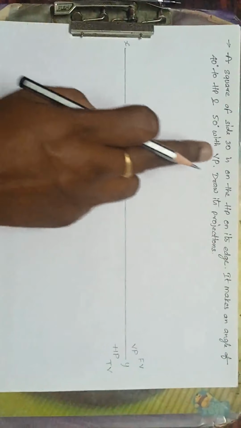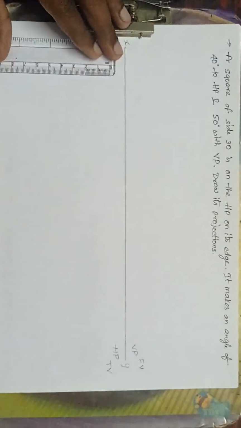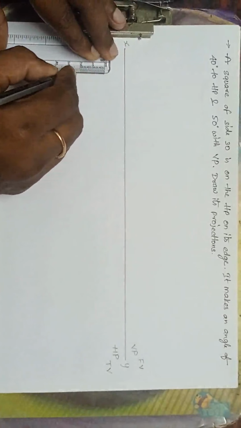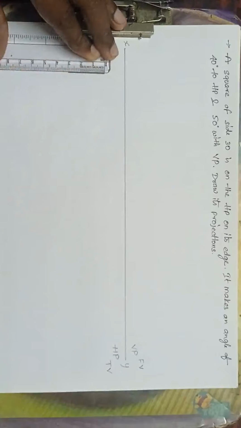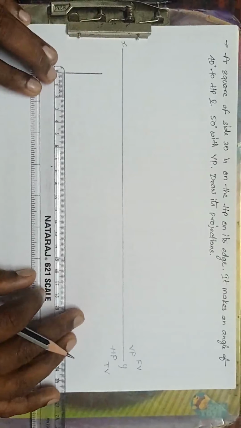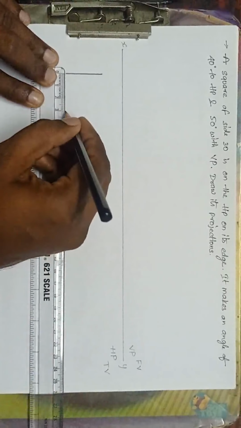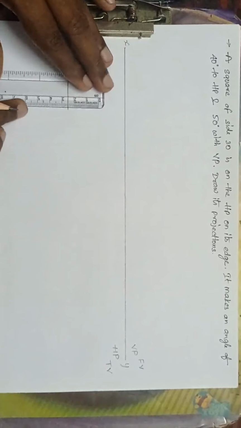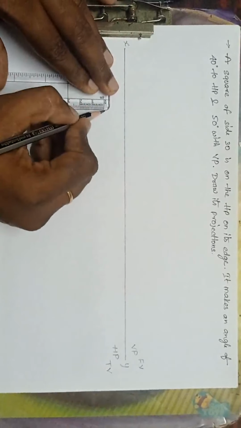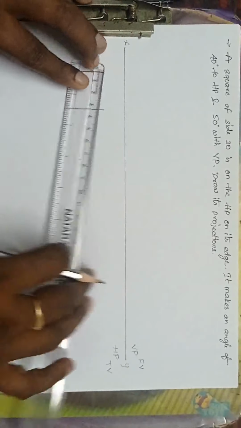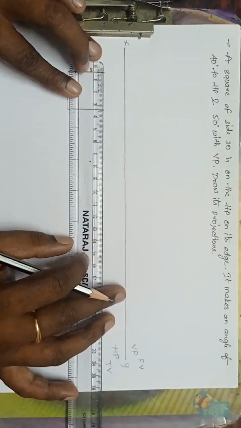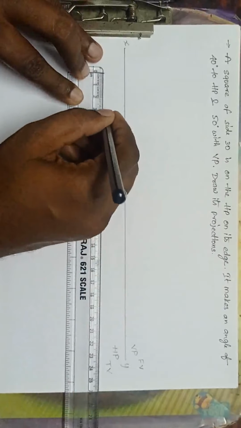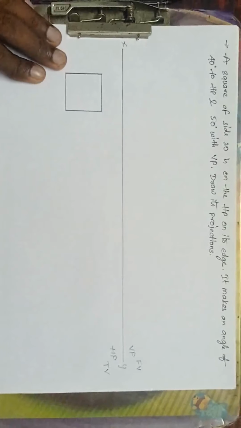How much side has he given? He has given 30, so I'll draw 30 mm. A 30 mm square I'll draw. The square should be dark here. This is 30, 30 and 30. Now this is the square.